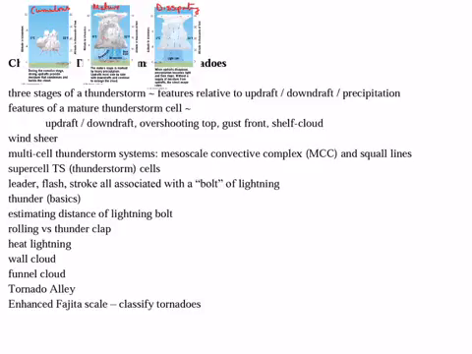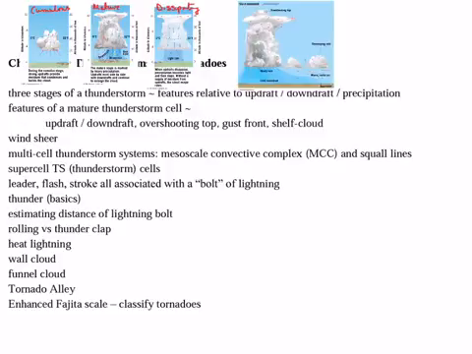The mature stage, of course, is where we have our heavy precipitation and the possibility of lightning and the audible thunder. And the mature stage is when you're going to have your hail and tornadoes, if the thunderstorm is going to give you that.